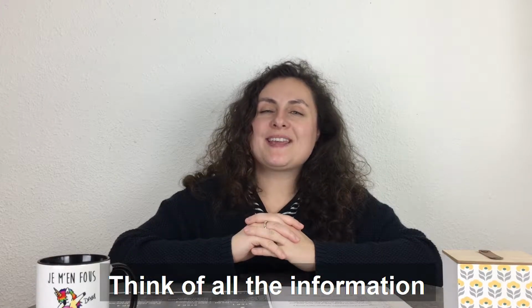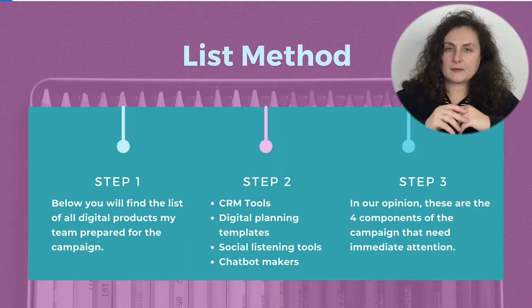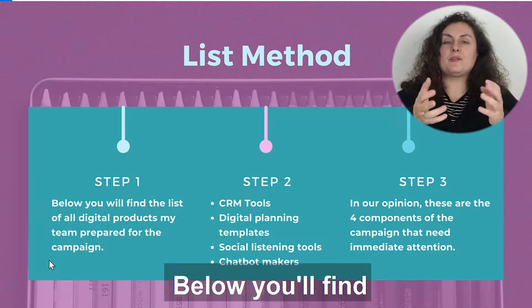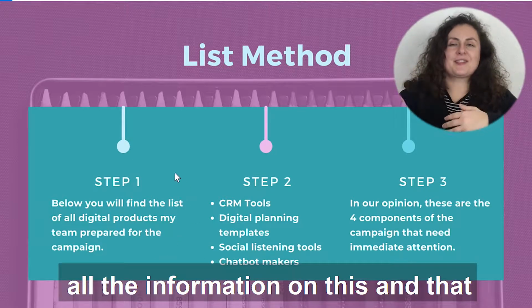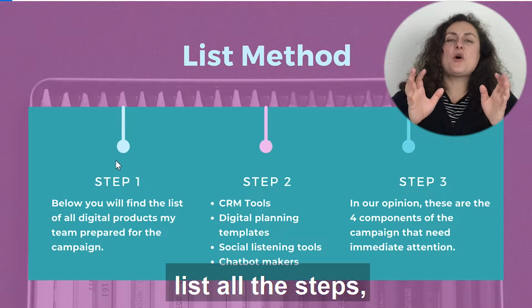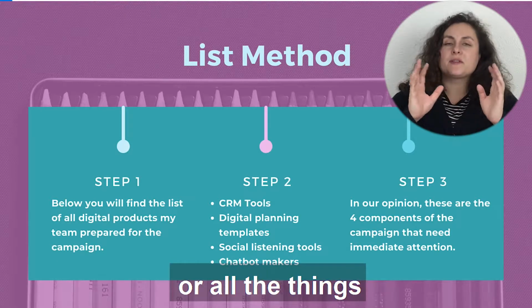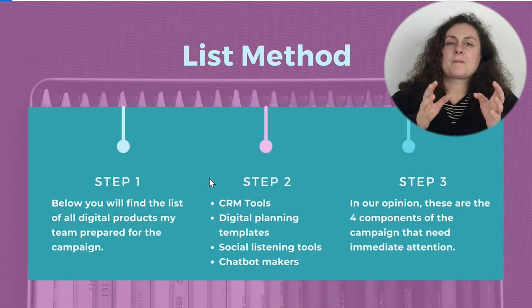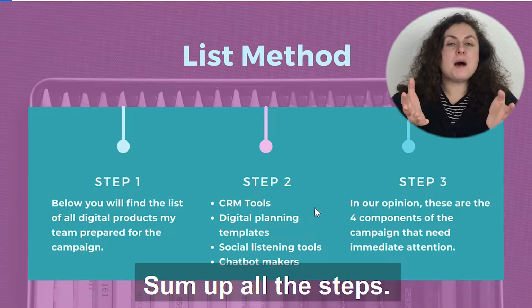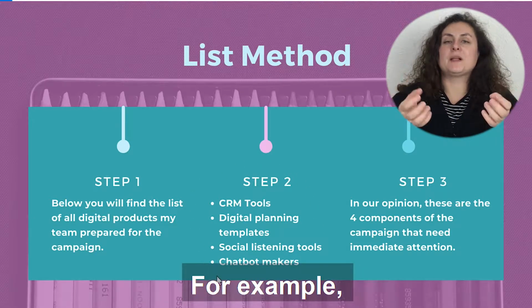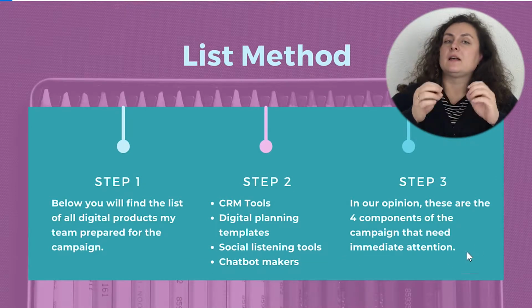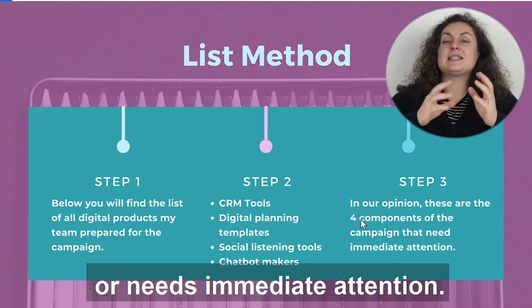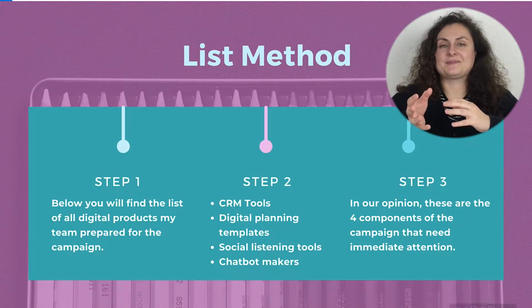Think of all the information you need to deliver. Introduce the list. For example, below you will find all the information on this and that. List all the steps, or all the things, or objects, or ideas. Sum up all the steps. For example, in our opinion, this and that needs immediate reaction or needs immediate attention.